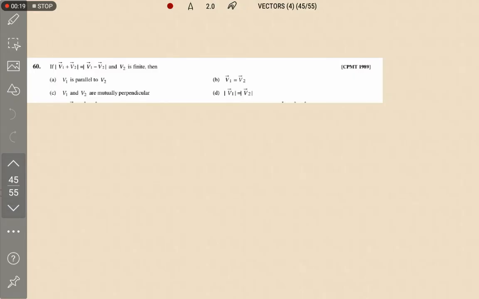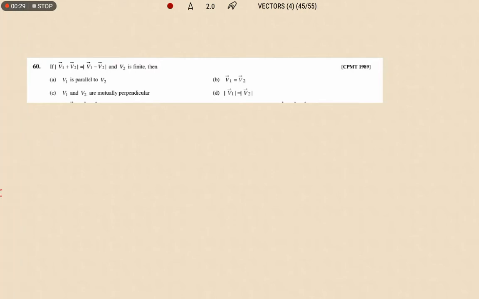So here is the first problem. The question is given like this: the magnitude of V1 bar plus V2 bar is equal to the magnitude of V1 bar minus V2 bar. Then they are asking what is the relation between V1 and V2. Okay, let us do this.